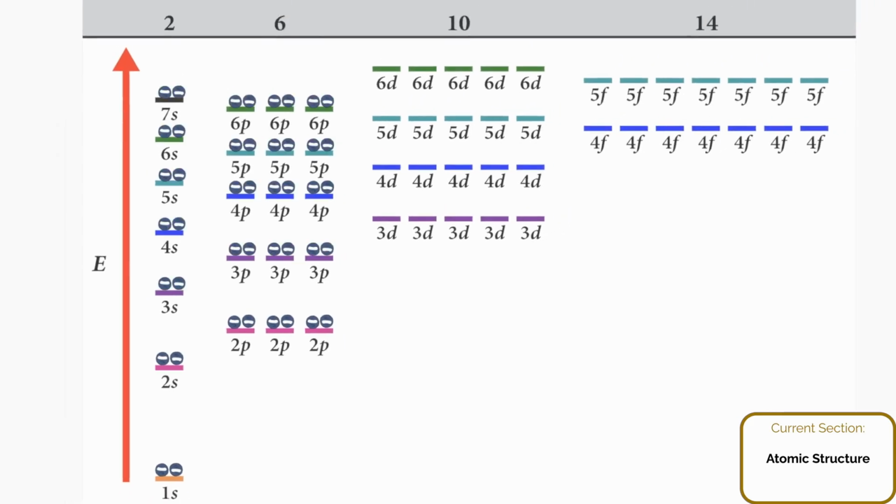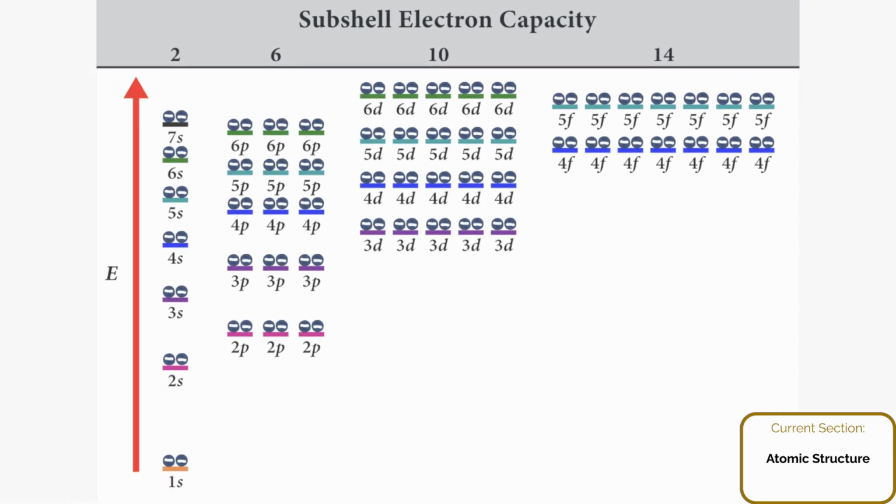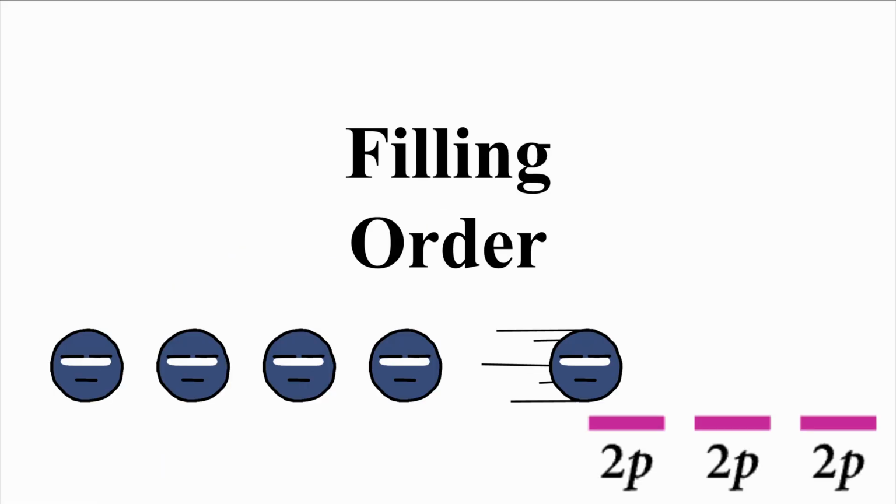Each orbital inside a subshell contains 2 electrons at most. An s subshell contains 1 orbital and holds 2 electrons. A p subshell contains 3 orbitals and holds 6 electrons. A d subshell contains 5 orbitals and holds 10 electrons, and an f subshell contains 7 orbitals holding 14 electrons.